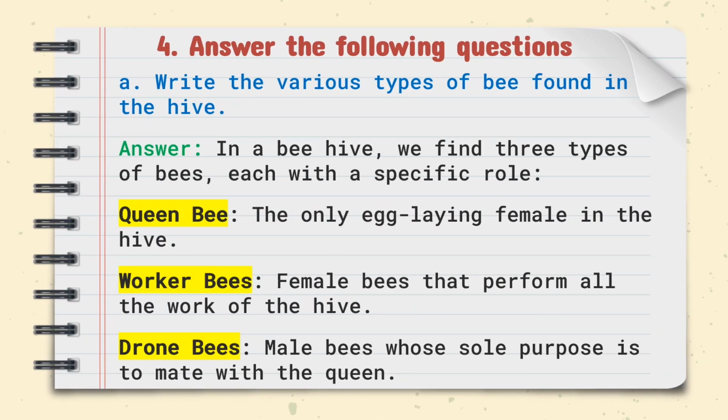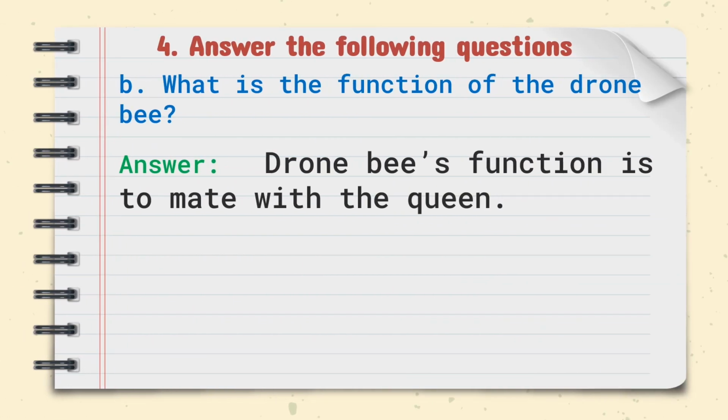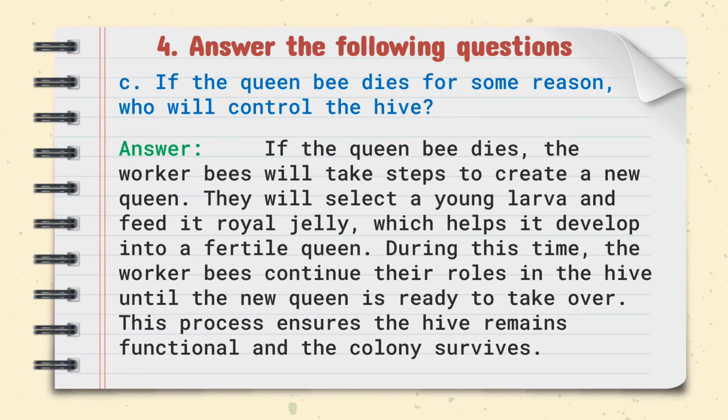5. Write the various types of bees found in the hive. In a bee hive, there are 3 types of bees, each with a specific role. Queen bee, the only egg-laying female in the hive. Worker bees, female bees that perform all the work of the hive. Drone bees, male bees whose sole purpose is to mate with the queen. 6. What is the function of the drone bee? The drone bee's function is to mate with the queen.